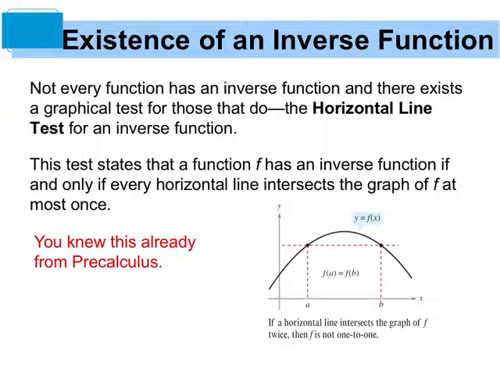That's why parabolas don't have inverse functions. They have inverses. You can find the inverse of x squared. It's just not a function. Make sense? Okay, good. x squared, for instance, passes the vertical line test. It is a function, but its inverse is not a function because it doesn't pass the horizontal line test.